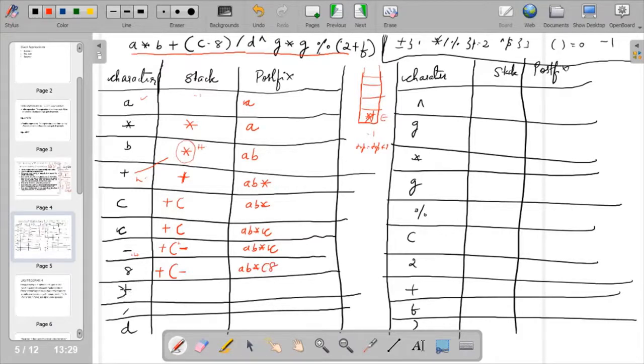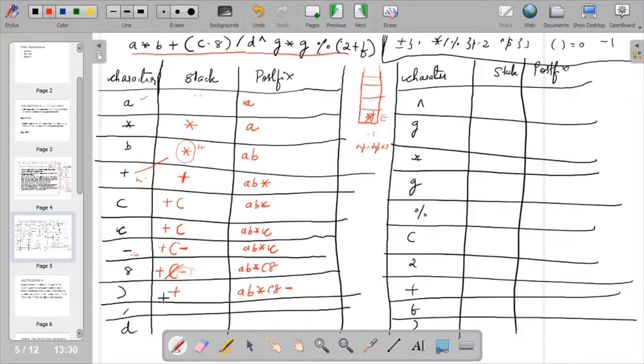Okay, next you have a closing bracket. Whenever you find a closing bracket, you pop until the opening bracket. You will not push the closing bracket onto the stack. Whatever elements are between the brackets get popped, but the opening bracket itself is just discarded. So the minus will be popped and pushed onto the postfix expression, which is AB star C8 minus. Here only plus will be remaining. That means plus is being popped, and whatever is to the right of it will be pushed into the postfix expression.